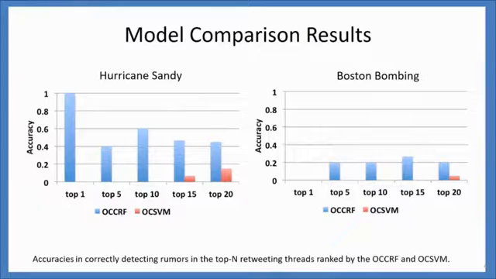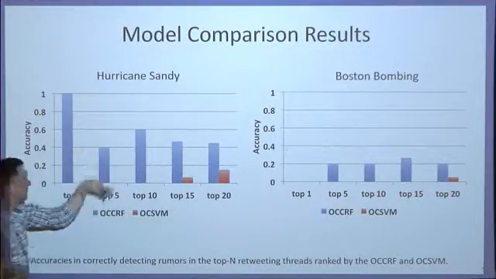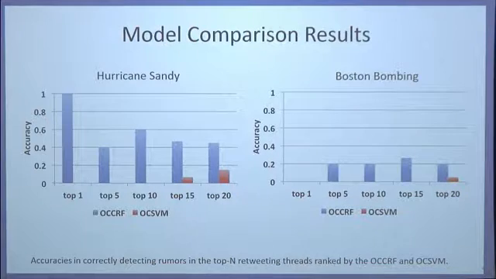The last ranking was a hand ranking of the top 500 from each of them. We found that for the one-class conditional random fields classifier, in the Hurricane Sandy case, the first tweet it gave, our annotators agreed that it was anomalous. As we go out, we still maintained about 40% accuracy in the top 20 from the system. The Boston bombing was less successful.